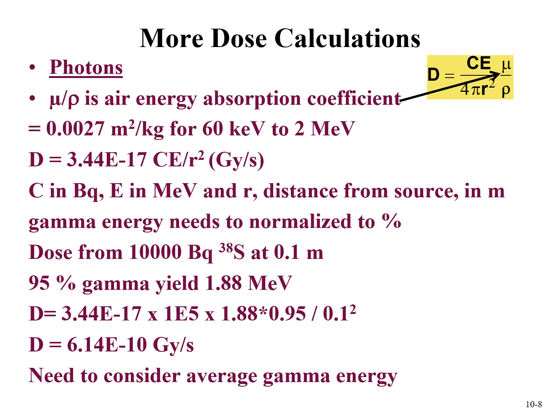We can take our dose term here, we can rearrange it into grays per second as we did for beta and alpha particles, and we get a value that is shown here: 3.44 times 10 to the minus 17 C, which is our activity in becquerel, times E in MeV, divided by R squared, where R is a distance in meters. And remember, we also need to normalize our gamma energy to the yield of photons. So when we take C in becquerel, unless the photon yield is 100%, we need to take that into consideration.